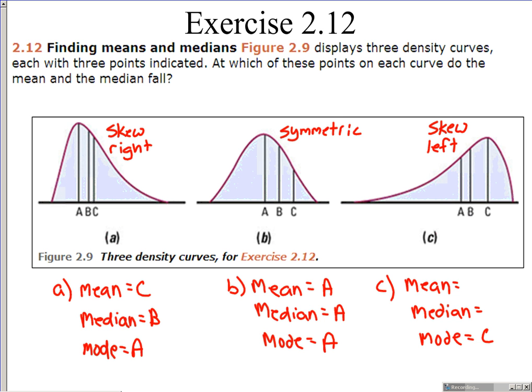If we look at our last distribution, our skew left distribution, median 50% to the left, 50% to the right is going to be at point B. And our mean then is pulled in the direction of skewness, which has to then be where point A is.